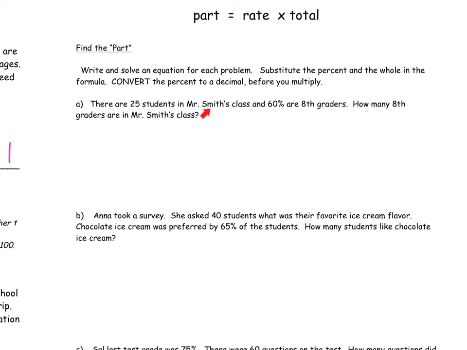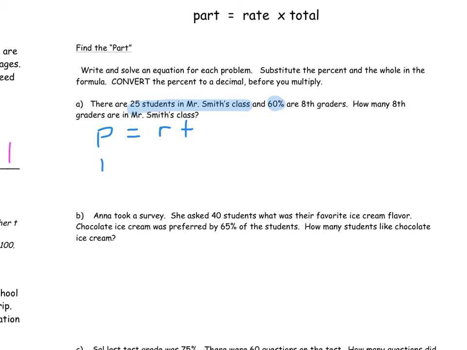There are 25 students in Mrs. Smith's class, and 60% are 8th graders. How many 8th graders are in Mrs. Smith's class? Well, let's highlight our information. We're going to start first by saying that there's 25 students in her class. So that sounds like a total to me. The percent is usually easy to spot. So we know the rate. And they're asking us how many eighth graders, so that's part of the students that are in Mrs. Smith's class. So we're going to use our formula, part equals rate times total.